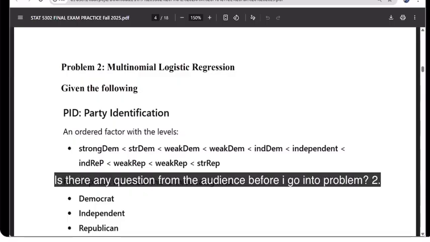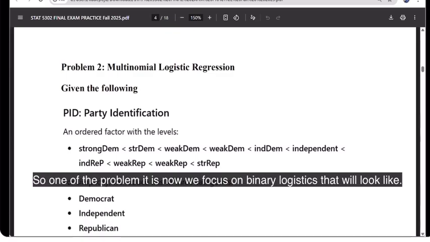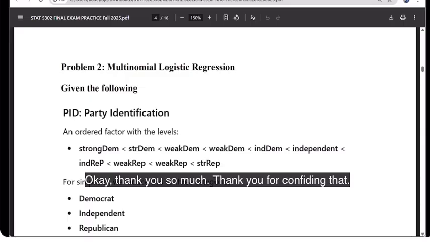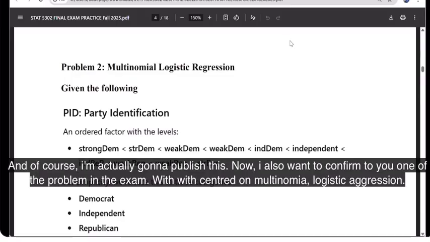Is there any question from the audience before I go into problem two? One of the problems in the exam that focuses on binary logistic will look like what I just walked you through. I need somebody to confirm from the audience that you are still hearing me clearly. Is everyone still hearing me clearly? Okay, thank you so much. Thank you for confirming that. Just like in a regular class, you can also talk if you want to ask a question or need some clarification. This is being recorded, and of course, I'm actually going to publish this.